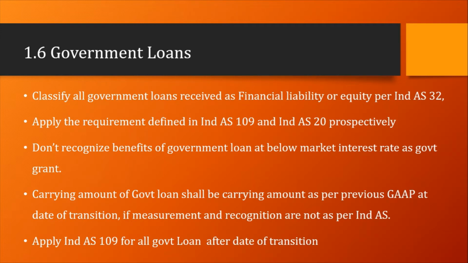Suppose the entity does not recognize and measure the amount as defined per Ind AS. In that case, the carrying amount calculated as per the previous GAAP shall be the carrying amount at the date of transition. Then the entity shall not recognize the benefit of a government loan received below the market rate of interest as a government grant.